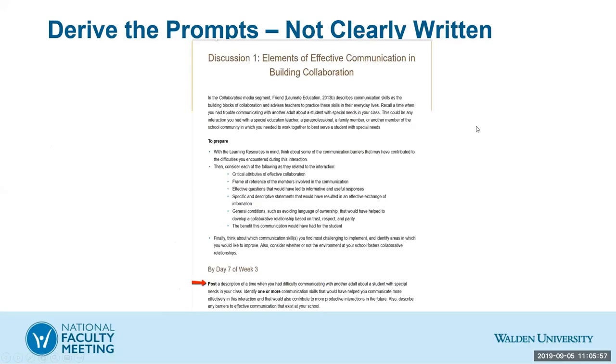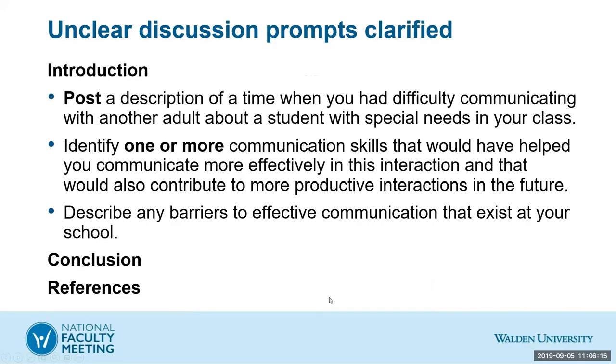Sometimes you'll find that the prompts are not clearly written, as for example here. These are the prompts. It says post a description of a time when you had difficulty communicating with another adult. Well, you can see right off there are no bulleted items here. That means that you as the instructor have to create the prompts. So for example here, post a description of a time when you had difficulty, and so on and so forth.